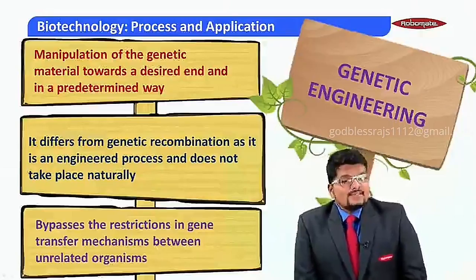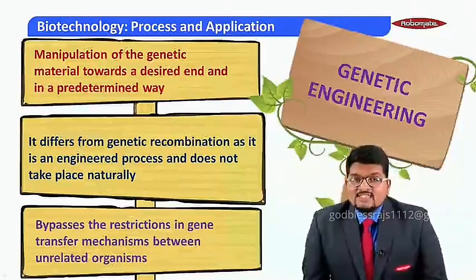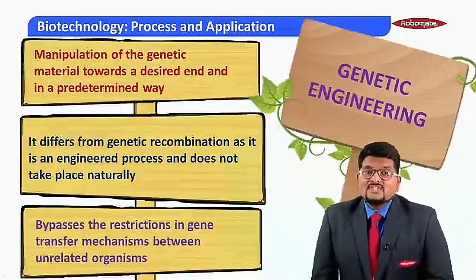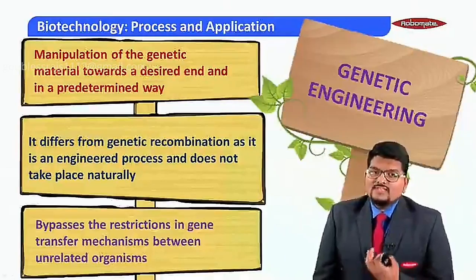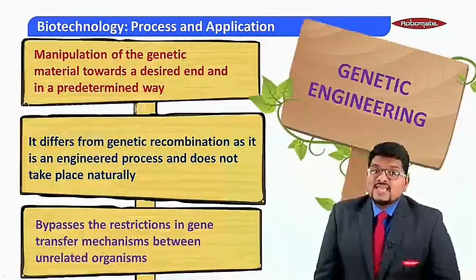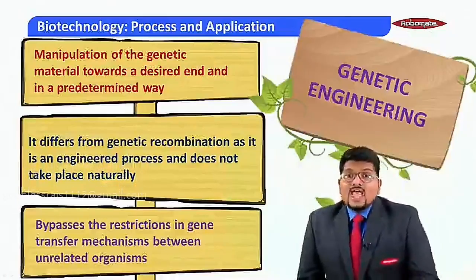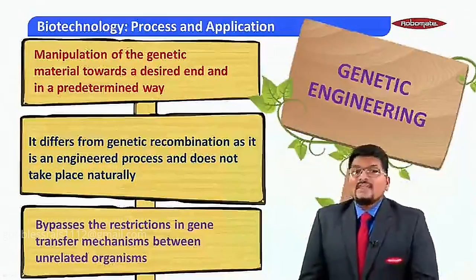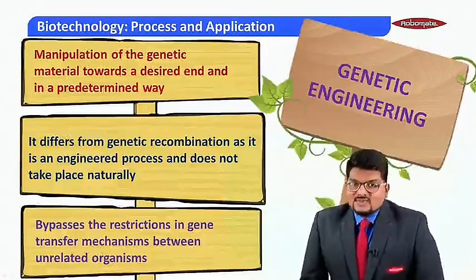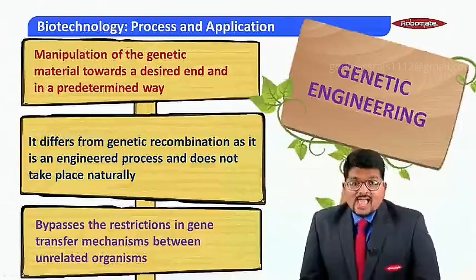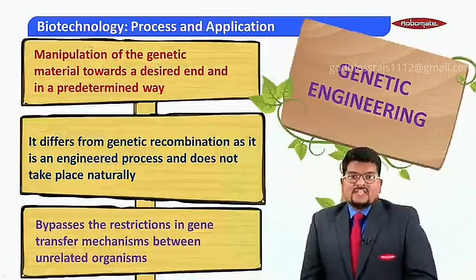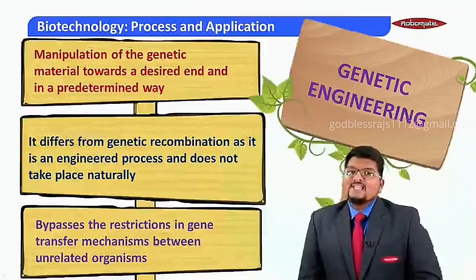What do you mean by this? For example, a simple gene like an insulin gene from a eukaryotic system like humans can be cloned in a prokaryotic system like E. coli. Are these two related? They are not, and hence genetic engineering is bypassing these restrictions.